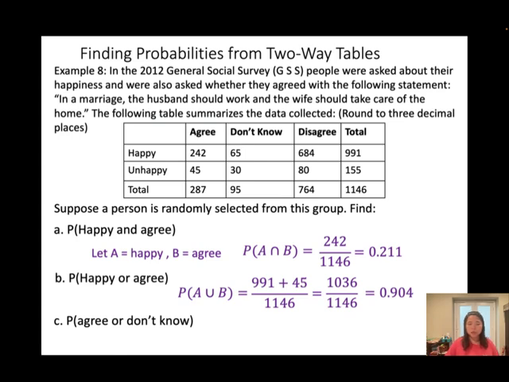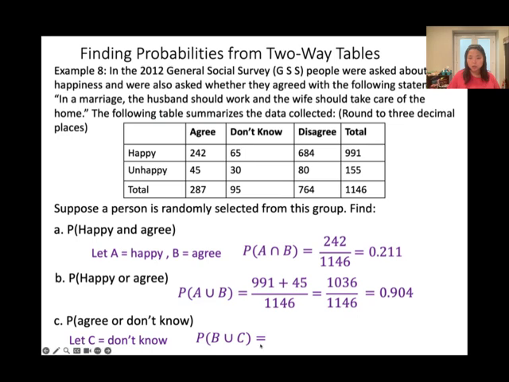Okay, C. Probability of agree or don't know. Same idea. Agree or don't know. Before that, I will let event C be the don't know, so it will be easier for me to write the notation. So B or C, where B is the agree. How many of them agree? 287. How many of them don't know? 95. So 287 plus 95 over the grand total. You should get 0.333.